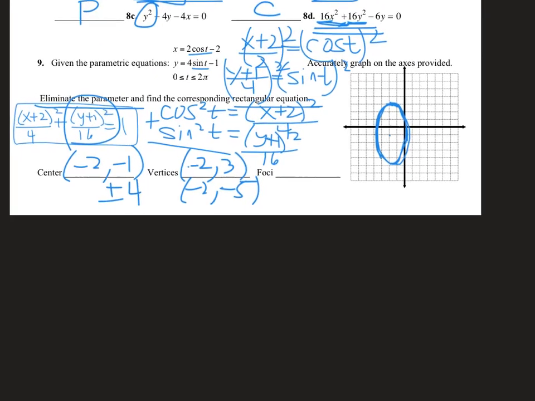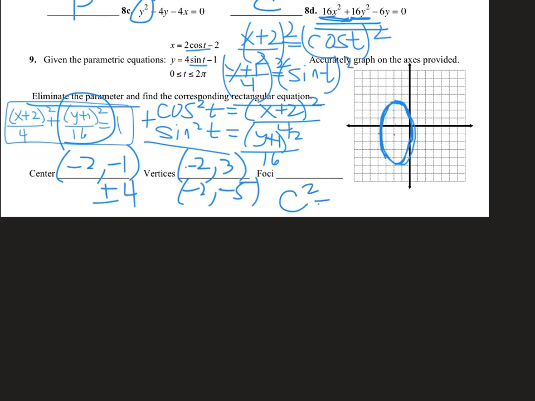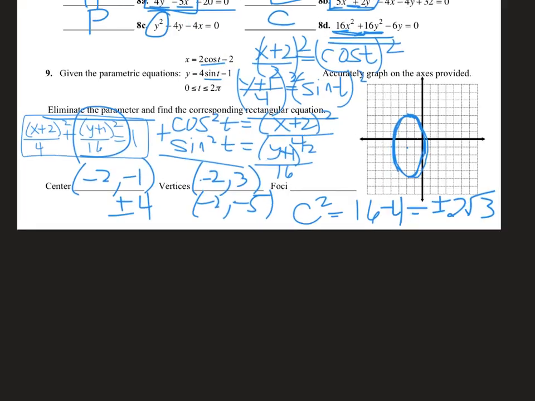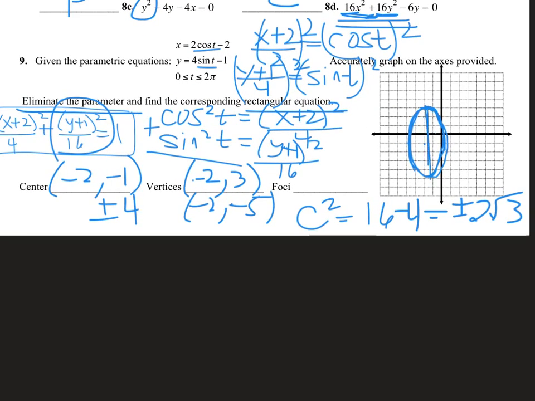Finally, the foci: c squared equals big number minus small number, which will give me plus or minus root 12, which is 2 root 3. And then from the center, up and down, because that's our major axis, we're going to go from the center, not from the vertices, -2, -1, plus or minus 2 root 3. There we go. All right.